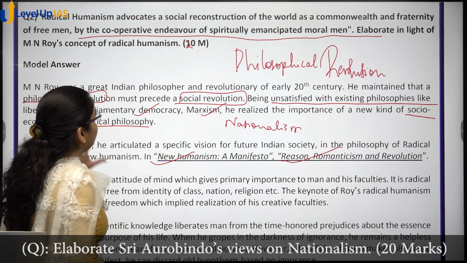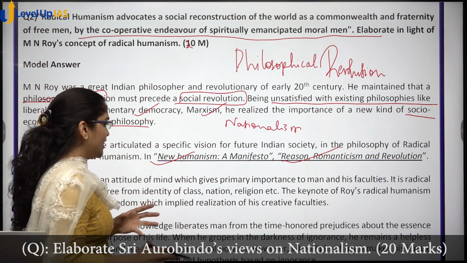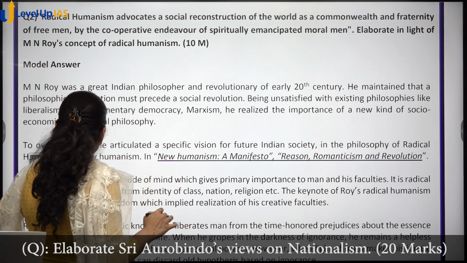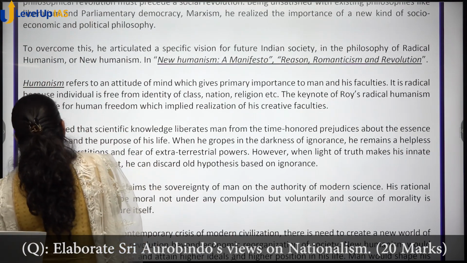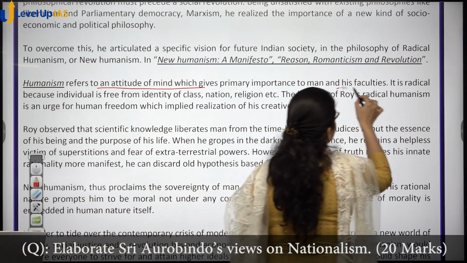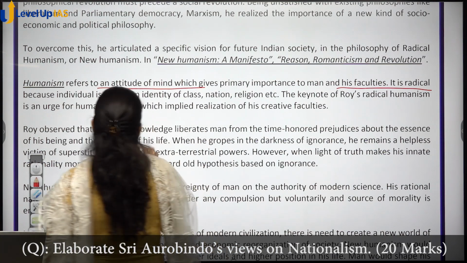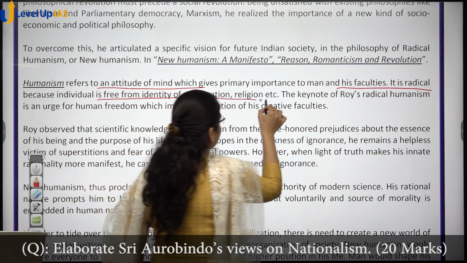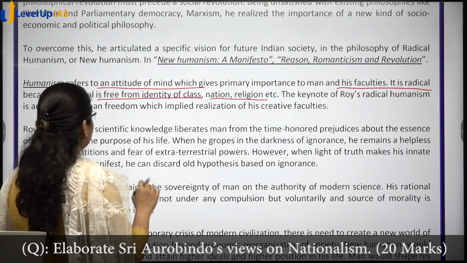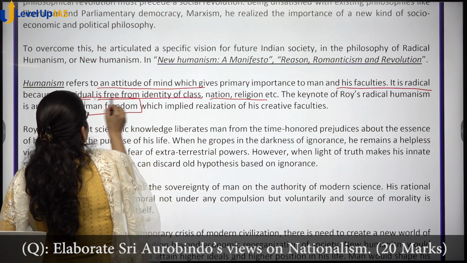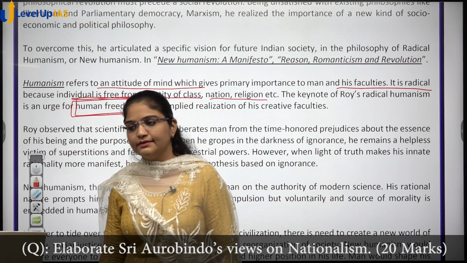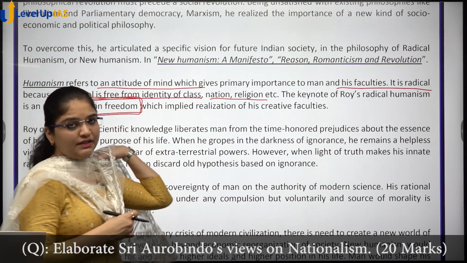Then we come to explaining. Before going to radical humanism, first we explain what humanism is, and then why it is radical. Humanism refers to an attitude of mind which gives primary importance to man and his faculties. It is radical because the individual is free from identity of class, nation, and religion. The keynote of Roy's radical humanism is an urge for human freedom, which implied the realization of his creative faculties, and that is why he also accepts materialism.